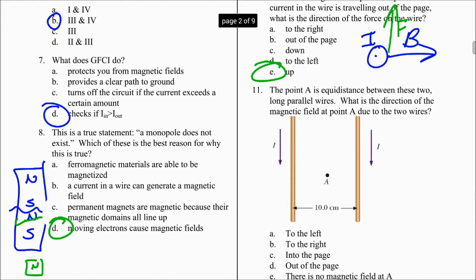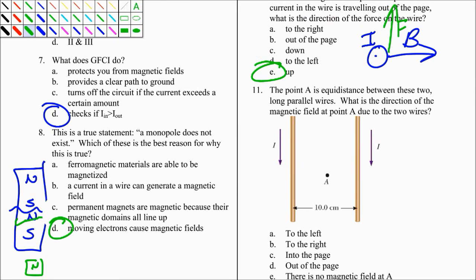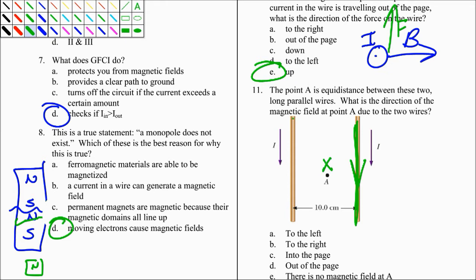Point A is equidistant between these two long parallel wires. What is the direction of the magnetic field? Well, due to this wire, whose current is flowing in that direction, my magnetic field is into the page. Due to this wire, whose current is in that direction, my magnetic field is out of the page. These two are going to combine to give me no magnetic field at all.